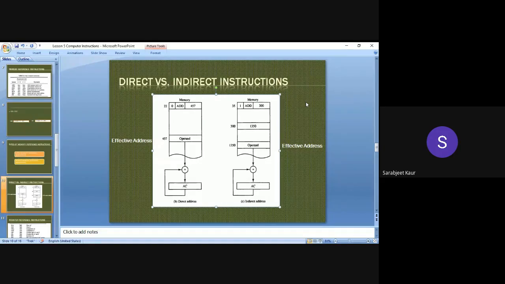Please see, in both the cases we have an address here. Yes or no? Yes, ma'am. How to know that this address is a direct address, effective address, or the address of the effective address? How to know? Ma'am, by mode. Yes, that is what we can distinguish using this extra bit that we call the mode bit.